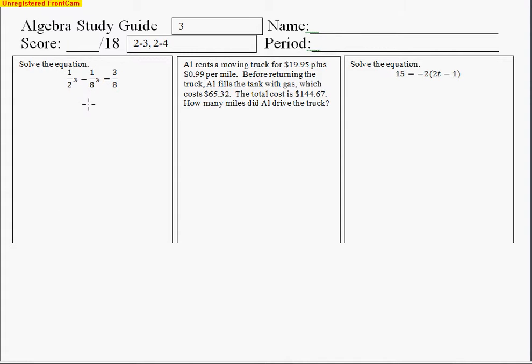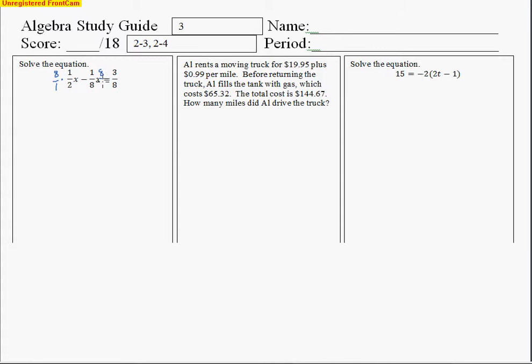So if we want to deal with the fractions, that's fine, but I'm going to go ahead and get rid of them. The way I'm going to do it is multiply by a number that will cross-cancel a 2 and an 8. So I need to think of a bigger number that 2 goes into and 8 goes into. That 2 is a factor and 8 is a factor. And there's lots of numbers. You could use 16, you could use 24, but 8 is the smallest number.